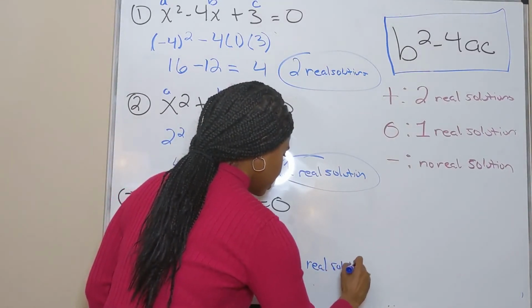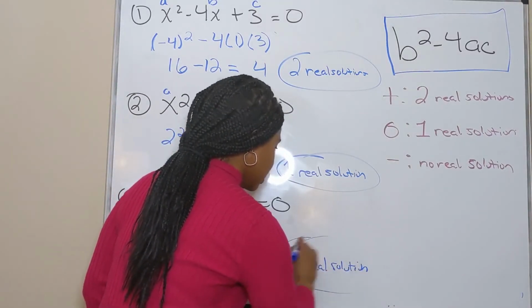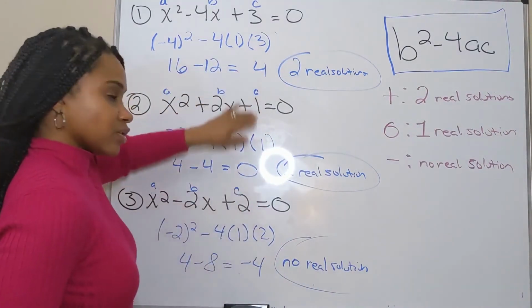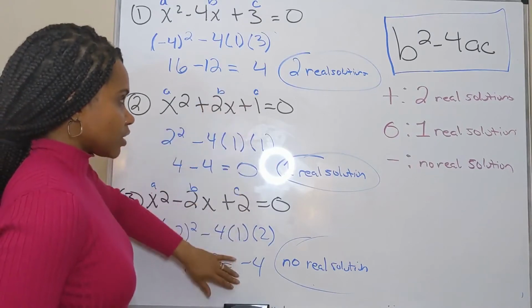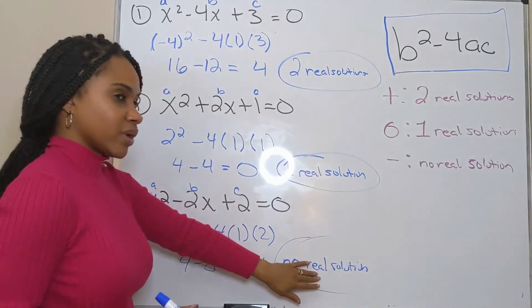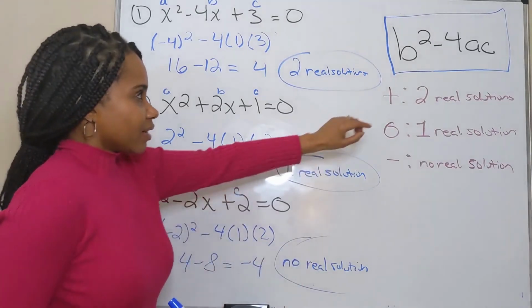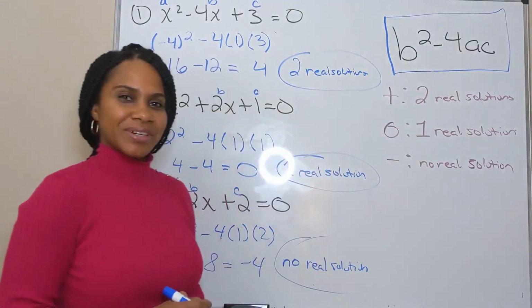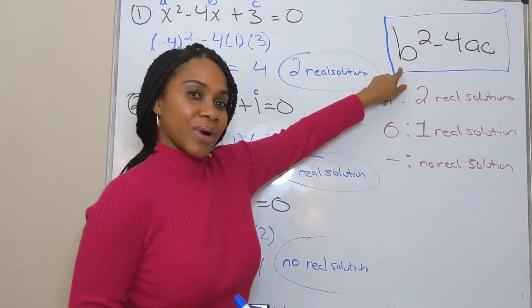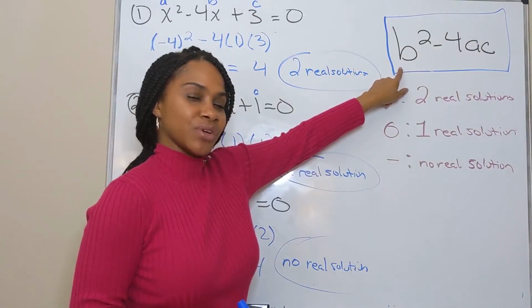All right. So in these three examples, 4, 0, and -4 are my discriminants. And these numbers tell me how many solutions I would get if I were to solve these equations. So now think about it. Look at the formula here. Does it look familiar? If it does, that is because that is the part that is under the radical in the quadratic formula.